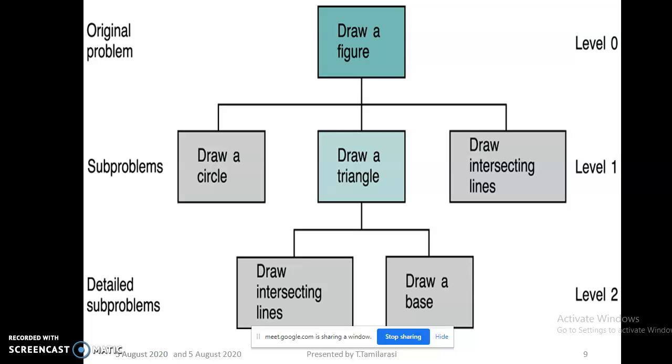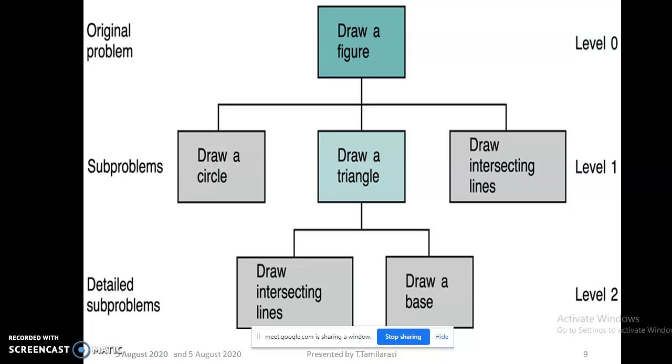So the complex problem, draw a figure, can be divided into drawing a circle, a triangle, or drawing intersecting lines. All these are shapes. So, draw a circle. Whenever we want to draw a circle, we should know the center point and also the radius. When we know these two values, we can automatically draw the circle.